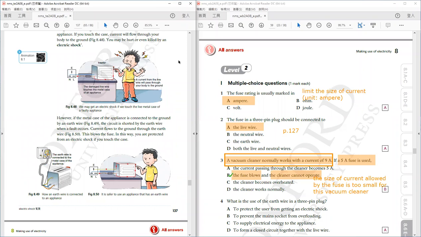Last one, the earth wire in the 3-pin plug. What is the function? It functions when the damaged live wire touches the metal case, so it prevents the electric shock in our body. The earth wire provides a pathway for this unwanted current. Therefore, we will choose A as the answer.